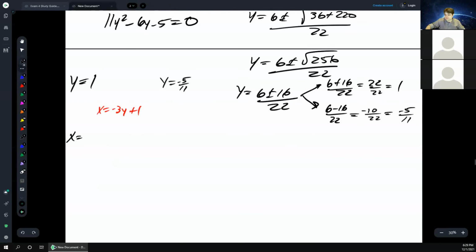So here we have x is equal to negative 3 times 1 plus 1. So what is it? That's negative 3. That's negative 2. So there's my first point, negative 2 comma 1.